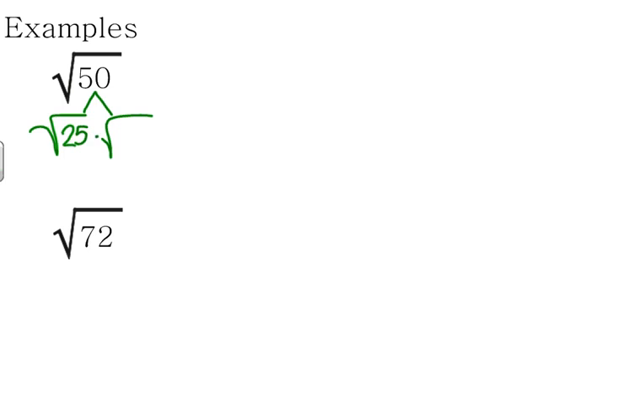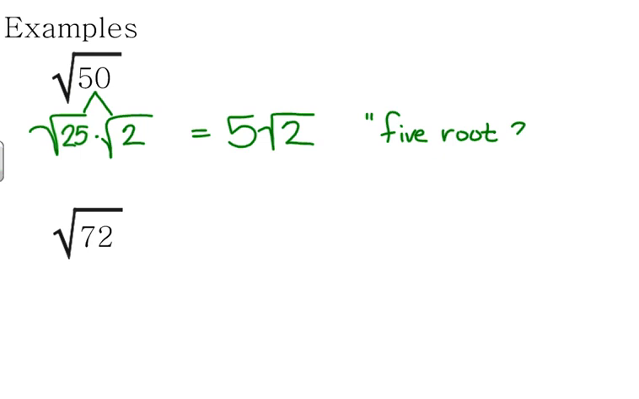What about 25 times 2? 25 times 2 is 50, and this is going to help me out because the square root of 25 is 5. What about the square root of 2? Well, the square root of 2, again, that's going to be one of those irrational numbers, so I'm just going to leave it like this. And how would I say that number? I would say "5 root 2." I guess I should spell that out. 5 root 2.